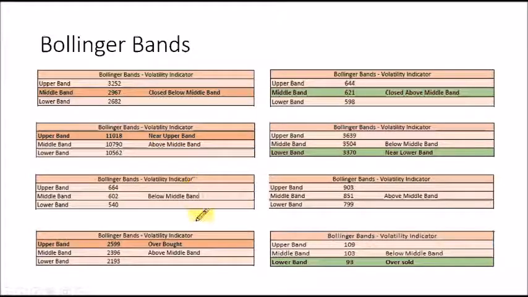Similarly, if it is above the upper band, meaning it has unexpectedly gone above the band on too bullish a sentiment, then it's in the overbought zone. Similarly, if it is below the lower band, it is oversold. All these indications will be given. You need to check this with other indicators to conclude something and take your call.